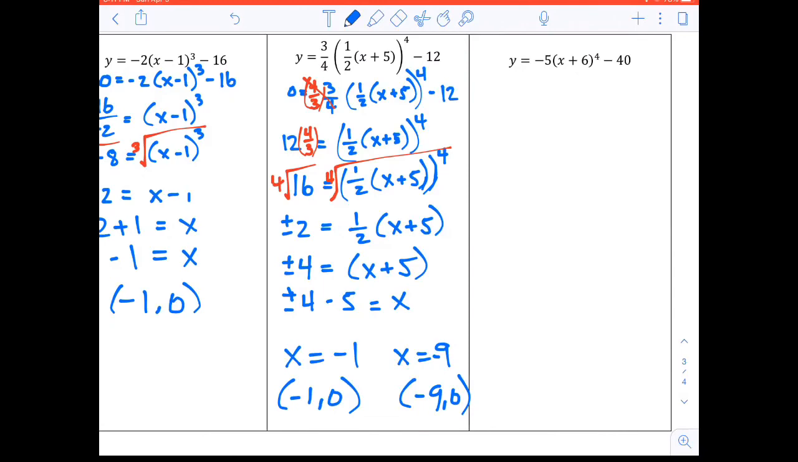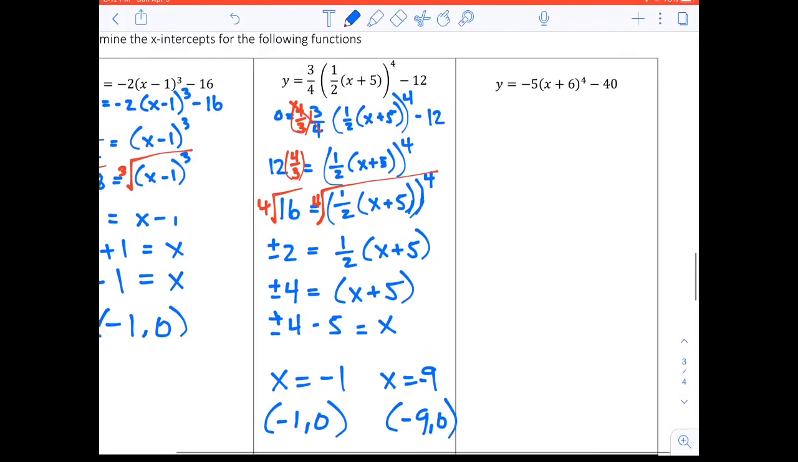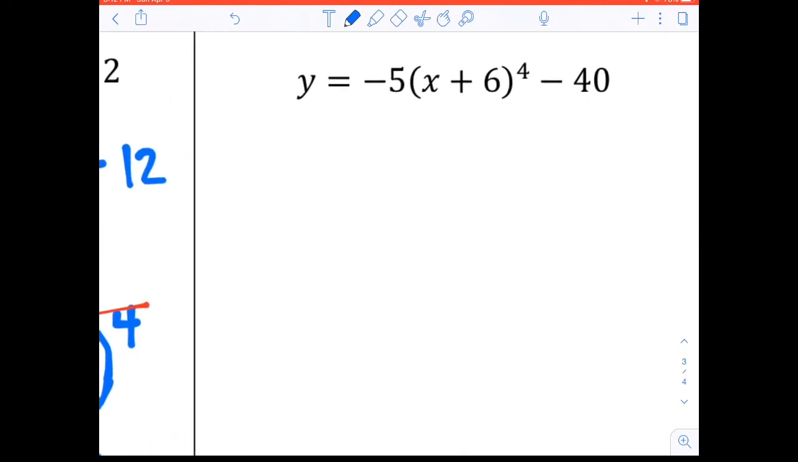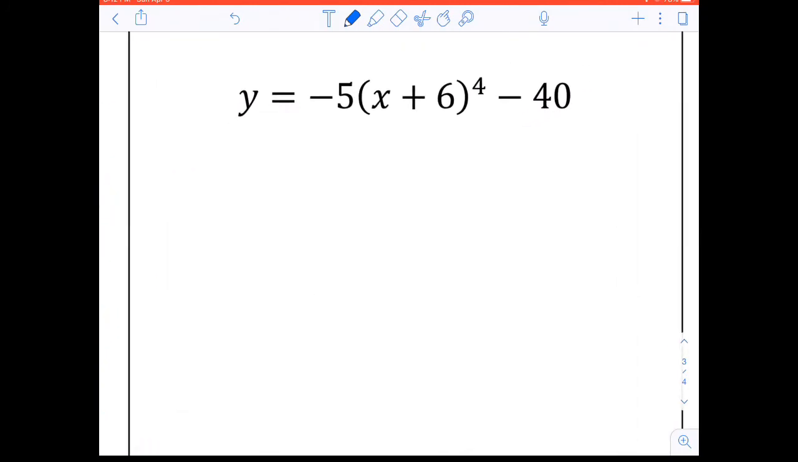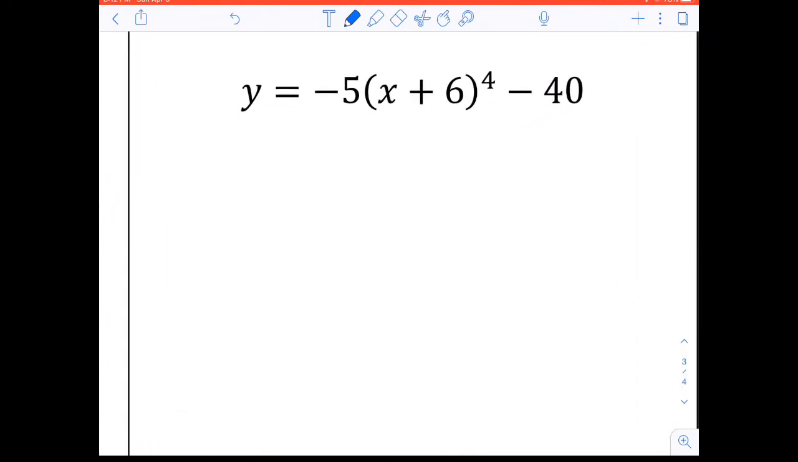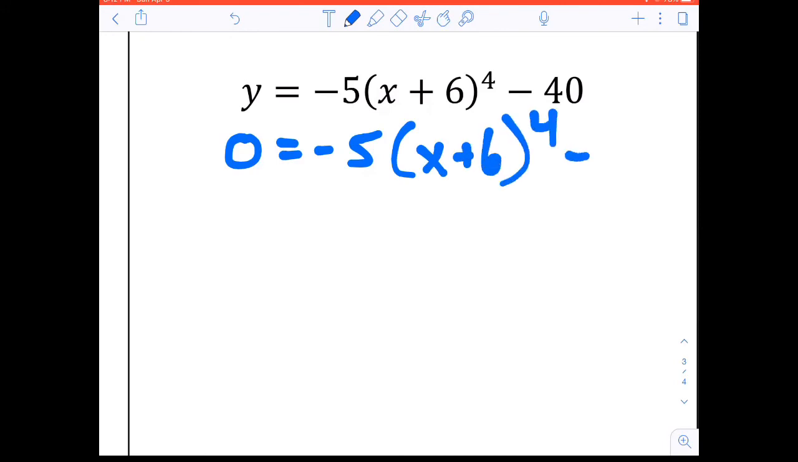Lastly, what happens with the one that we have over here on the right? So this is another quartic function. I know that I could have 2, like the one we just saw. I know that I could have no x-intercepts. So we treat it the same way. We don't know heading in whether there's x-intercepts or not, but we try to solve it the same way each time. I'm going to bring 40 over to the other side so it becomes positive 40. In order to get rid of that negative 5, I'm going to have to divide by negative 5.